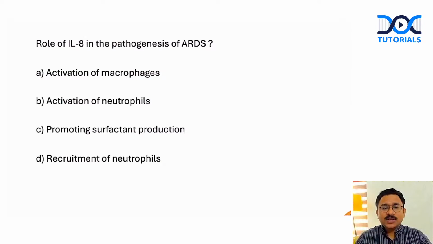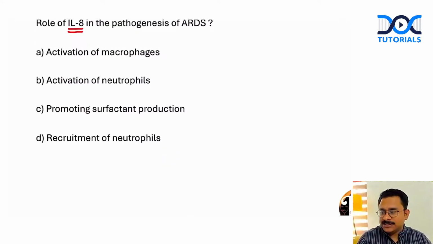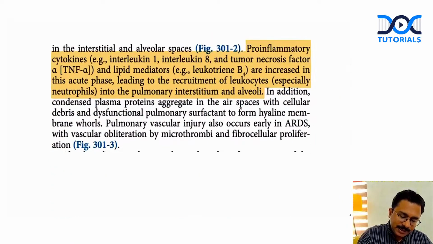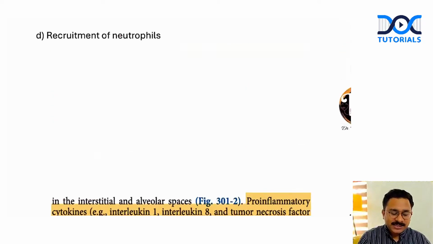Next question, what is the role of interleukin 8 in the pathogenesis of acute respiratory distress syndrome? IL-8 is a crucial cytokine in the pathogenesis of ARDS. Now, what about the options? Activation of the macrophages, activation of neutrophils, promoting surfactant production, and recruitment of neutrophils. What do you think? The role of interleukin 8 and certain other cytokines is basically in the recruitment of leukocytes, especially the neutrophils, into the pulmonary interstitium and alveoli.